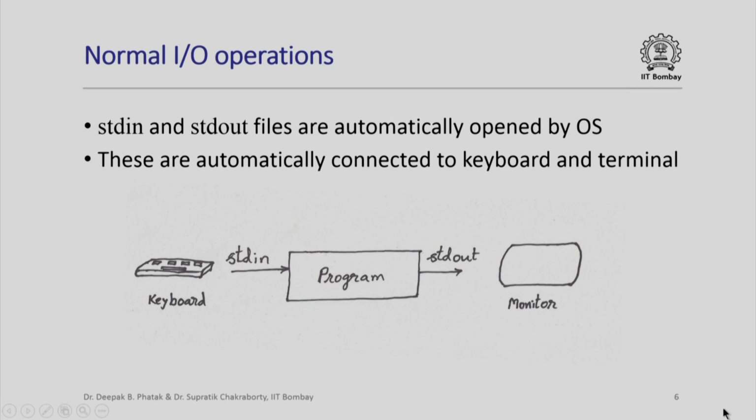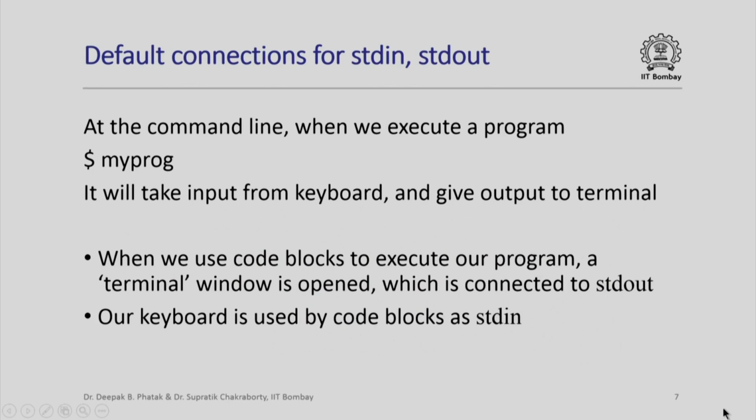In short, we note that when our program starts execution, the operating system connects STDin to keyboard and STDout to monitor, and that is how we carry out our input output operations using keyboard and monitor. The default connections for STDin and STDout are automatically invoked even when we execute a program from a command line. For example, we say myprog at the command line. It will take input from keyboard and give output to the terminal.